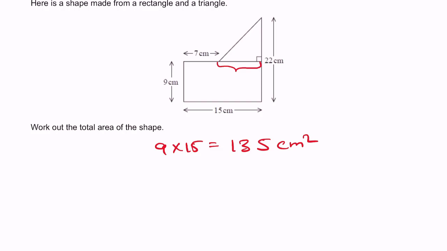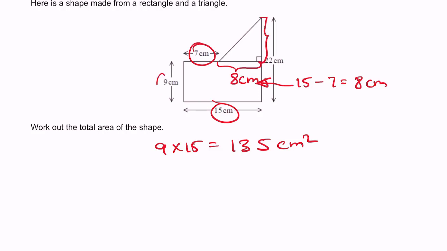So the base is going to be 15 take away 7. That will give us this empty space here. So 15 take away 7 is 8 centimeters. Let's make a note here, 15 take away 7, which is 8 centimeters, and that's how we got this length here. And to find this length here, we need to take away 9 from 22. So 22 take away 9, which is 13 centimeters.